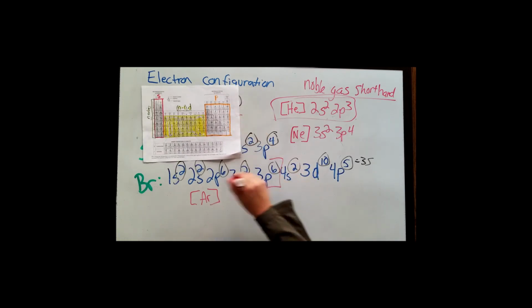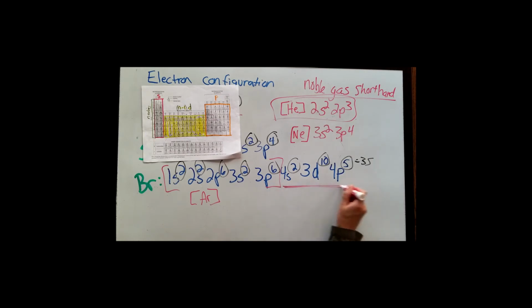So I can cut out this entire section up to 3p6. But I do need to include this part. So I can start at 4s2, 3d10, 4p5. So this would be the noble gas shorthand describing bromine.